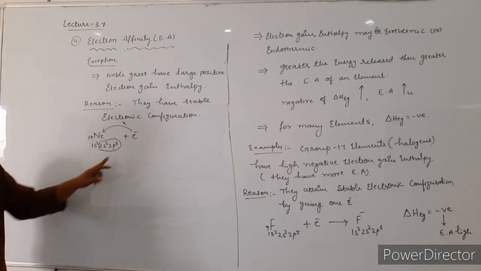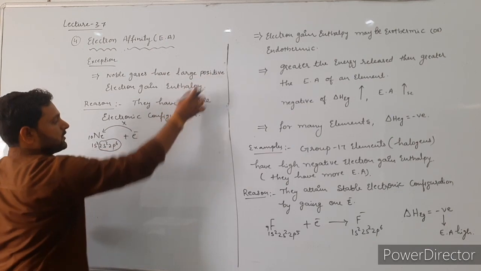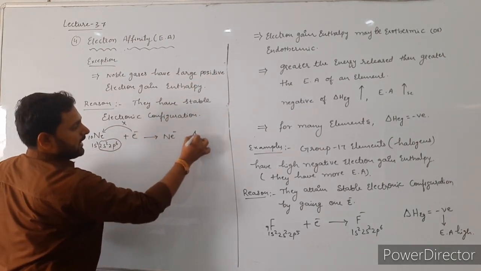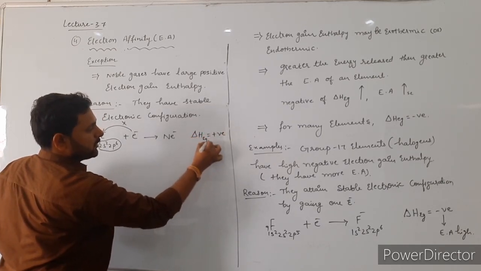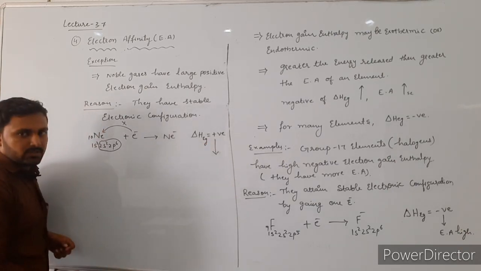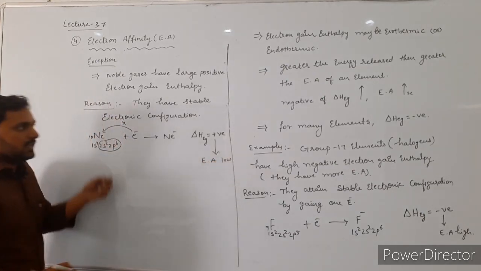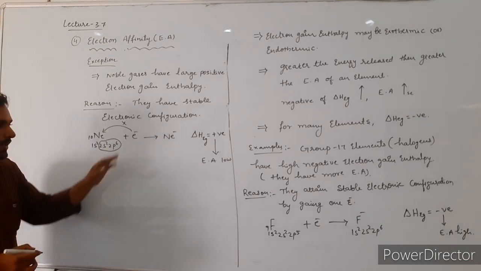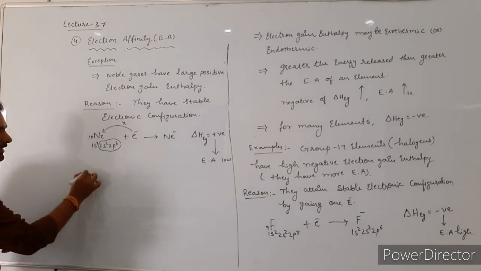In this case, to add an extra electron to noble gases, we need more energy. That's why the delta H values are positive. Delta H values are positive, that indicates electron affinity is low. That means noble gases have low electron affinity, that is, less tendency to accept an incoming electron. Why? Because of the more stable electronic configuration.